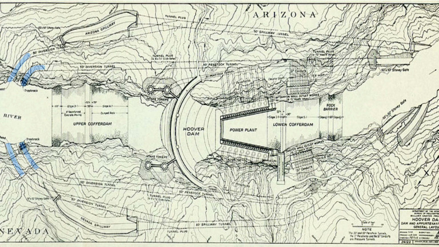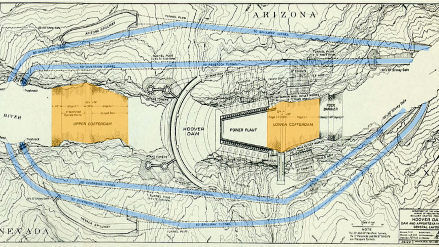Initially, 4 diversion tunnels were dug out, 2 on the Arizona side and 2 on the Nevada side. These tunnels redirected the flow of water around the construction site before the cofferdams were introduced. Shortly after, upper and lower cofferdams were then set up on the site to protect workers from the Colorado River and more easily divert the river into the tunnels.